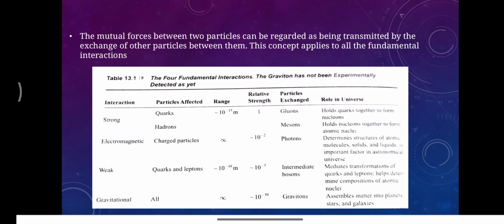Next is the gravitational field. The particle affected will be all, because the gravitational field is applicable to all systems in the universe. The range will be infinity, and the relative strength will be 10 raised to minus 39, which is the lowest strength in this group. The particle exchanged will be gravitons, and its role in the universe is to assemble matter into planets, stars, and galaxies. Without this gravitational force, nothing can exist in the galaxy.